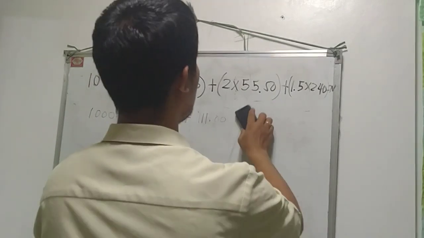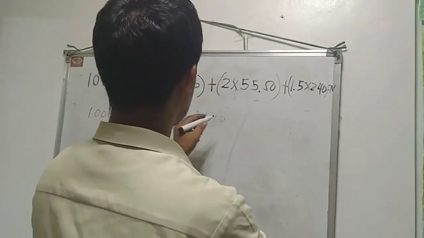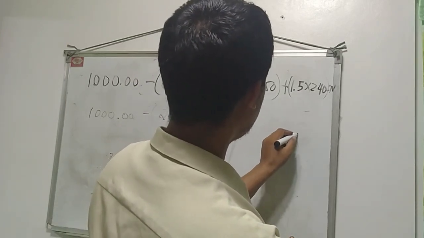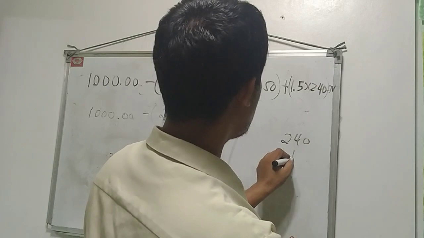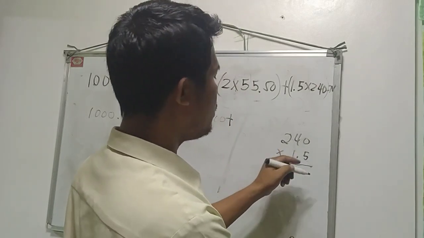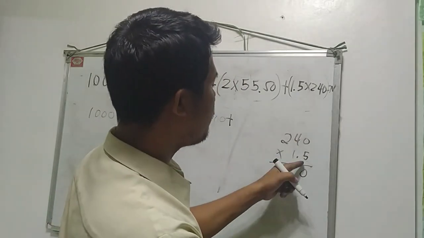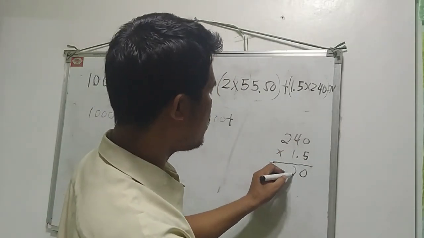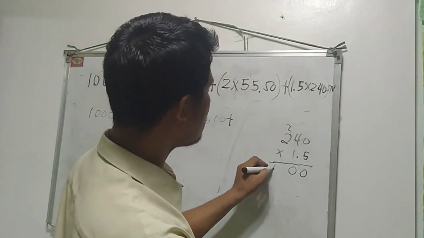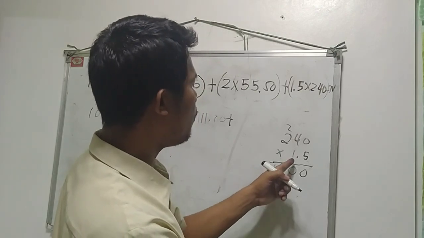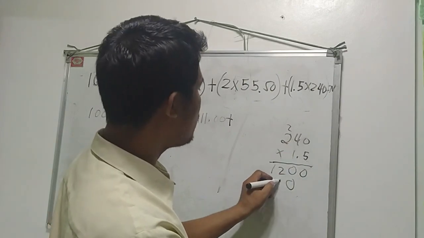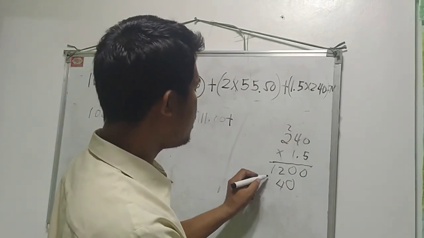Okay. Now, this one, we're going to get also the product. So plus, this one we have 240 times 1 and 5 tenths. So multiply first by 5. 5 times 0 equals 0. 5 times 4 equals 20. Bring down 0, carry up 2. 5 times 2 equals 10 plus 2 equals 12. Now, we're going to multiply by 1. 1 times 0 equals 0. 1 times 4 equals 4. 1 times 2 equals 2.